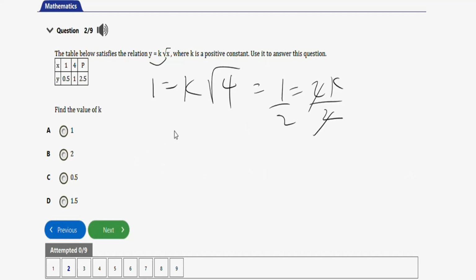You can also choose to make your y 0.5 and your x to be 1. When you substitute respectively, you still arrive at 0.5. If you make your y 0.5 and your x 1, the square root of 1 is still 1, so you have 0.5 divided by 1, which is still 0.5. So that's it. Let's write this as the next question.